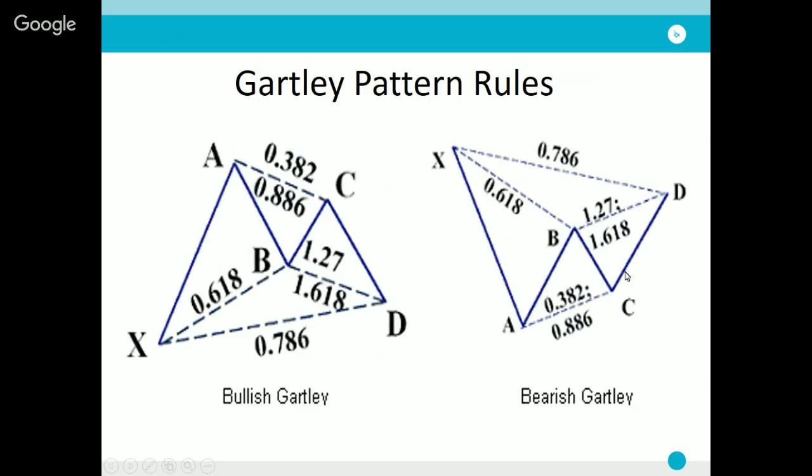So from this point here, we then retrace between the 38.2 and 88.6% retracement of this AB leg. From this point then, we then see one final push higher, which takes us all the way up into the D point completion of the pattern, which has confluence between the 127 and 161.8 extension of the AB leg and the 78.6% retracement of that initial XA leg. So if we can identify a price structure that conforms to these measurements, then we can successfully identify a Gartley pattern and anticipate a reversal from the D point, which is the completion point of the pattern.